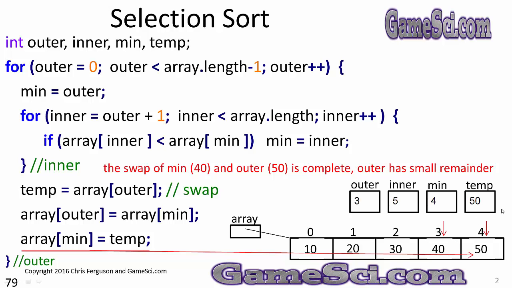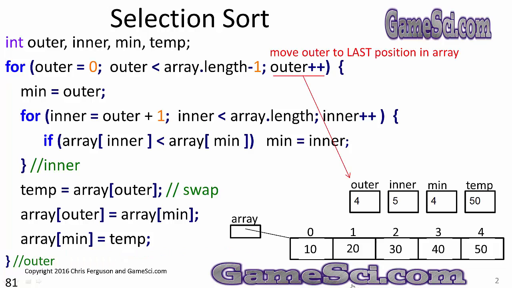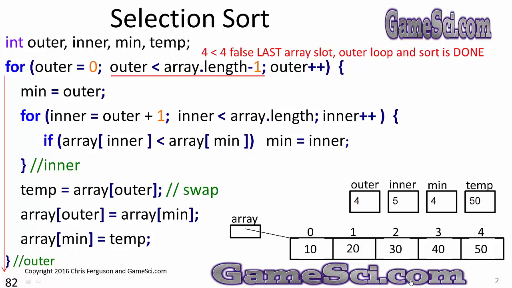Outer has the smallest remaining number, 40. We'll hit the end of the outer loop. We'll back up and repeat the outer loop, but things are going to change this time. Outer plus plus is going to move outer to the last position in the array. There's only one number left to search, but one number isn't enough to compare. So 4 less than 4 is false. The last array slot, the outer loop, is there and the sort is done.